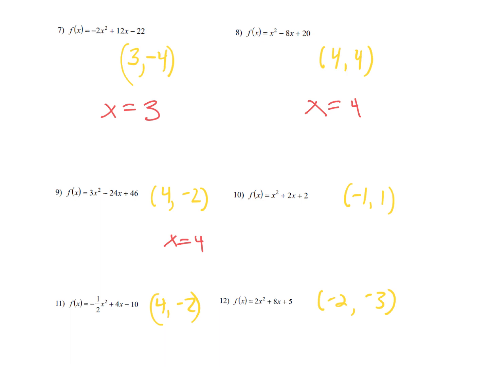Number 10, the vertex is -1, 1. The axis of symmetry is x equals -1. Number 11, the vertex is 4, -2. And the axis of symmetry is x equals 4. Number 12, the vertex is at -2, -3. And the axis of symmetry is x equals -2.